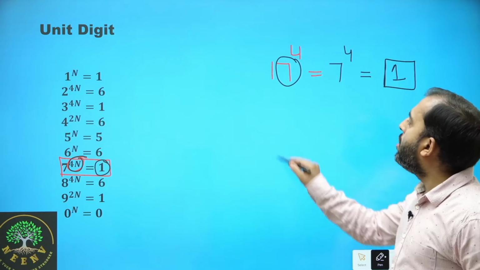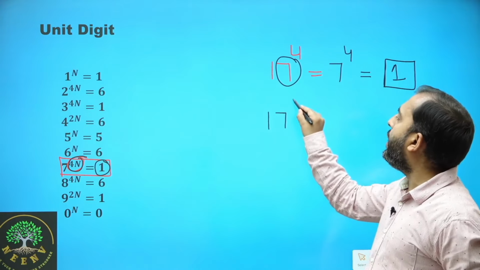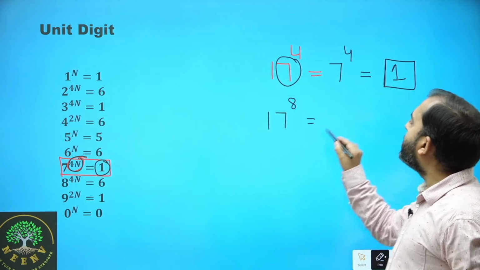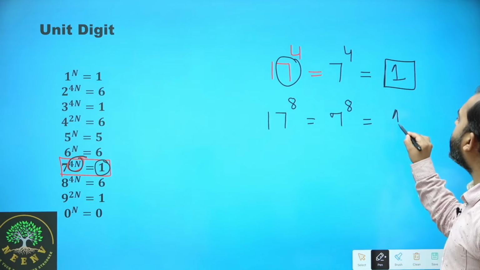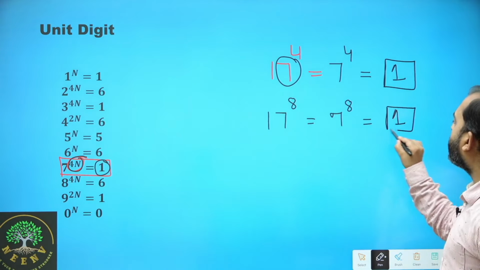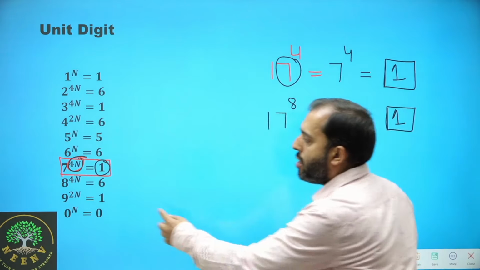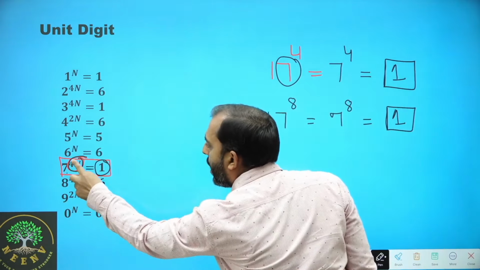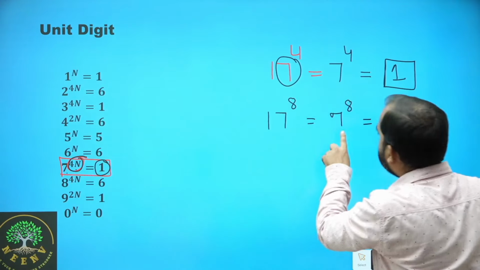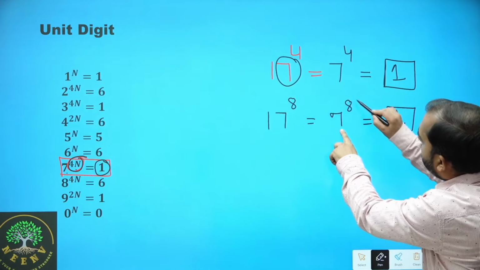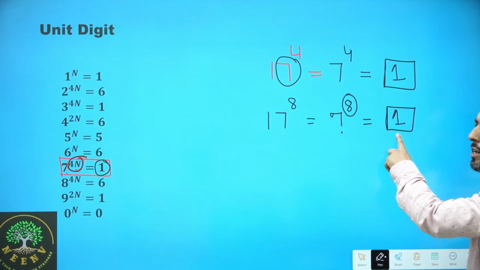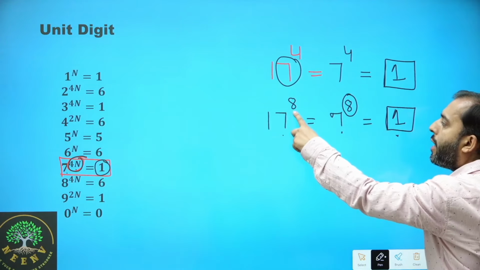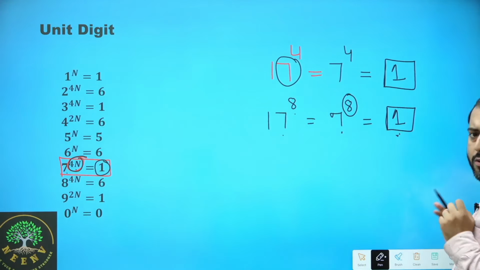Now, 17 power 8, 7 power 8 will have 1 as the unit digit again. Why? Because we know 7 raised to the power any multiple of 4 will produce what? 1 as the unit digit. Hence, 17 power 8 will produce 1 as the unit digit.